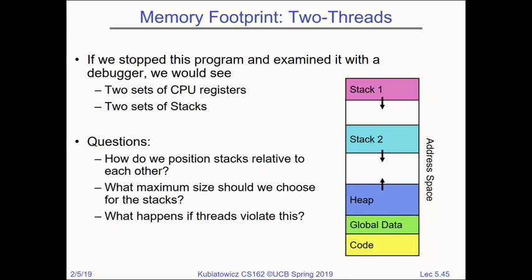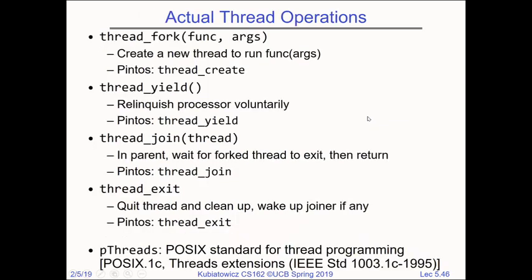Okay? So this is a real question. How might you catch violations? The guard pages are something I mentioned here. So here are some actual thread operations. These are POSIX standard.